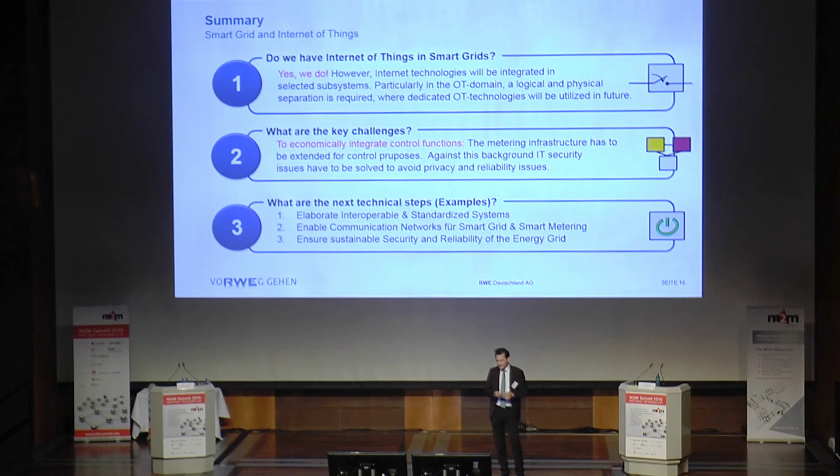And then enable communication networks for the smart grid and for smart metering. I think that is very important for you to know what we are doing there. We have about 3 million systems that will be controllable in Germany, but that is only 50%, so you can double it. I would suppose that we have around 8 million devices that need to be interconnected within these cellar installations or in the basement for the smart metering infrastructure. And at the end, ensure sustainable security and reliability of the energy grid.